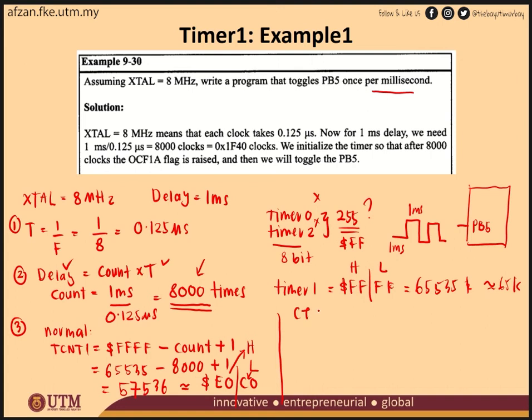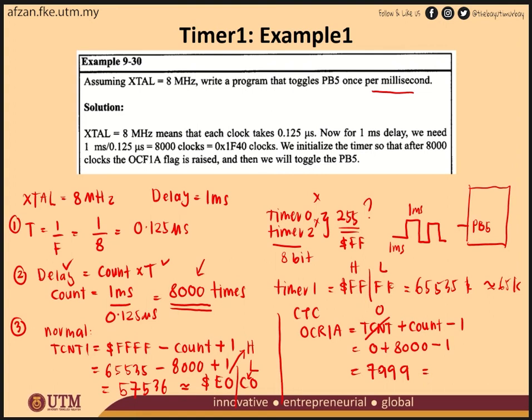If you're using CTC, what happens? Let's recall the equation for CTC. For CTC, you know that OCR, since this is timer 1, let's say OCR1A, we are using OCR1A equal to TCNT plus count minus 1. For the CTC mode, the TCNT is always 0. So 0 plus 8,000 minus 1, what do you get here?